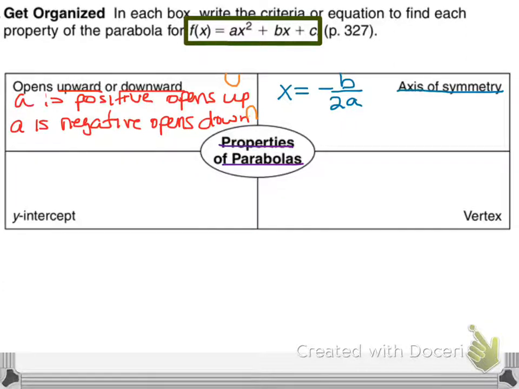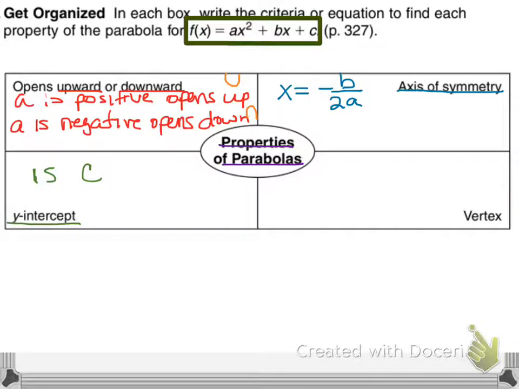Then the next thing we're going to look at is the y-intercept. The y-intercept is important because you need to know where it's going to cross that y-axis. And the way we find that is simply that the y-intercept is your c. And you'll see that that almost is a connection to what we look at when we do our vertex form. And then the last one we have on here, our fourth one, is the vertex.